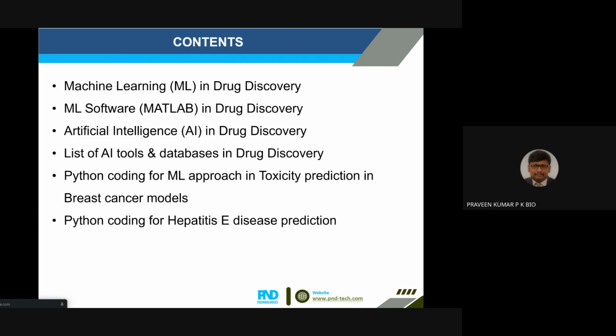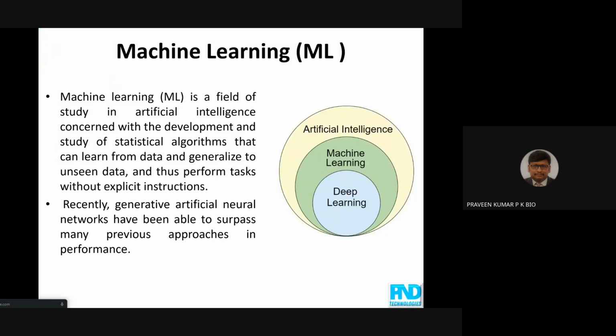Now let me go ahead with today's contents. Today we'll be discussing the machine learning approach in drug discovery, and something about MATLAB, a tool for drug discovery which uses machine learning, and AI in drug discovery, a list of AI tools and databases in drug discovery, and Python programming. We will see 3 case studies related to Python coding in drug design applications, as well as vaccine design applications. My students have worked on these, and I will show you some outputs related to that and to machine learning.